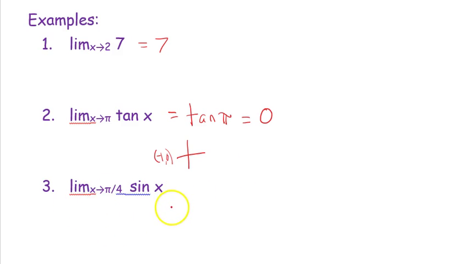We're going to figure out number 3 the same way. Again, we plug in, because that's always our first step with algebraic limits. So sine of pi over 4. And pi over 4 on our unit circle is right here. And the point is square root 2 over 2, square root 2 over 2. So the sine is square root 2 over 2. And that's the answer to our limit.